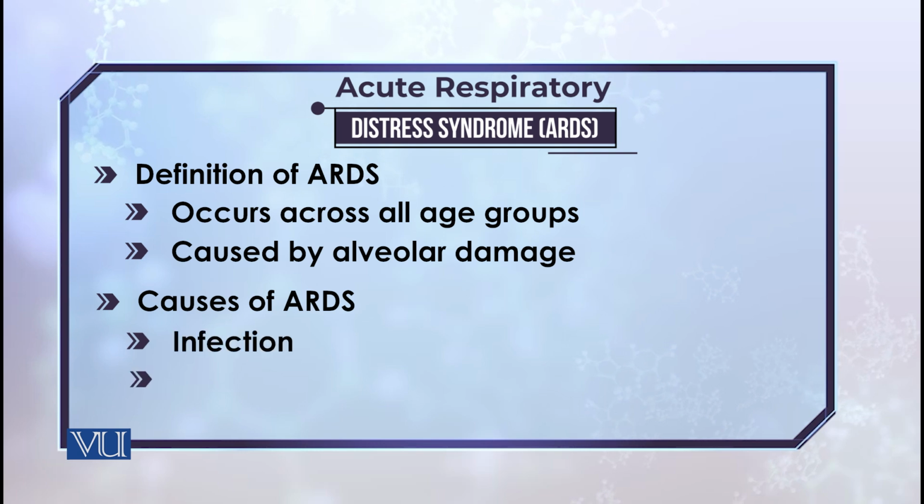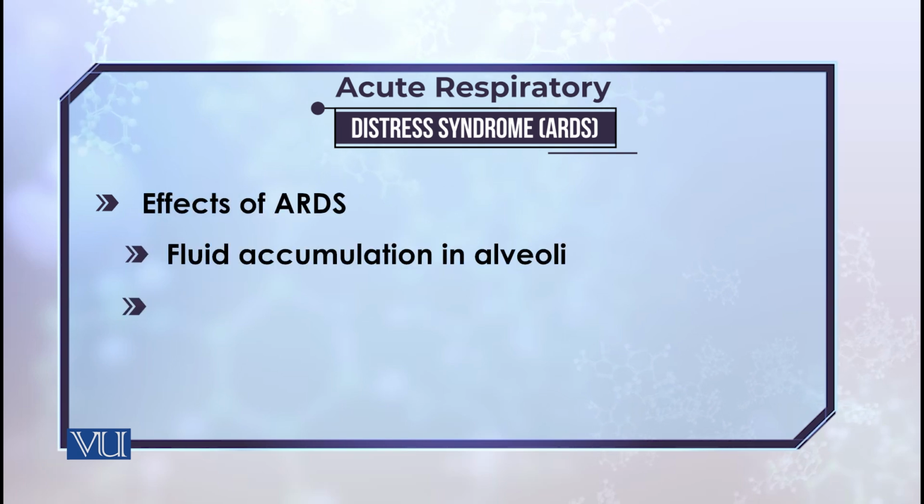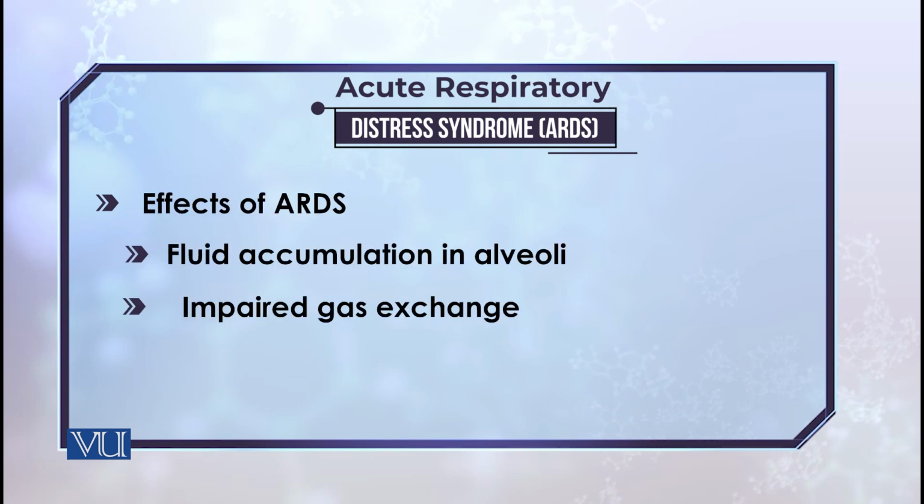Some of the causes of it are infection and injury. Because the alveolar part has been damaged, fluid will accumulate in the alveoli, and the respiratory system will collapse as a result. And also it will lead to impaired gas exchange, because one of the most important functions of the lungs is to carry out the gaseous exchange.